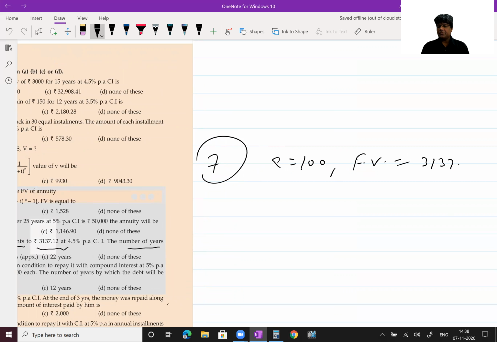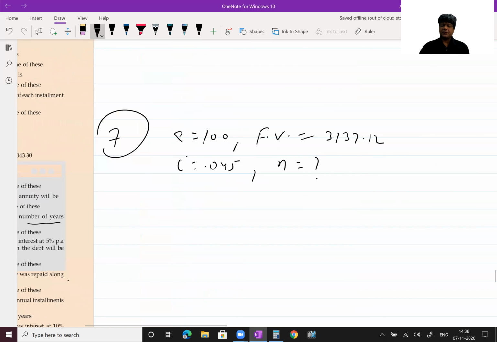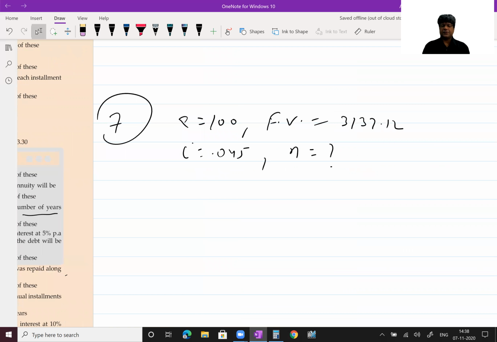3137.12, at 4.5%, so i is equal to 0.045. The number of years is what the question is asking. You know why I picked this question? Here the number of years is asked, and a little bit of calculation is there.